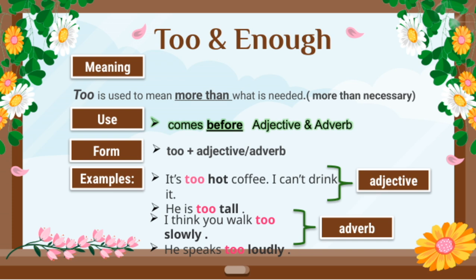And in the case of he is too tall, tall is an adjective describing his height, and too means his height exceeds what's considered normal or necessary. Remember, too always comes before adjectives and adverbs. It's used to express that something is more than necessary or more than desired. So the key takeaway is that too helps us convey when something exceeds what's needed or expected, whether it's a quality like height or a manner like speed or volume. This connects to our overall theme of expressing degrees or levels in English.